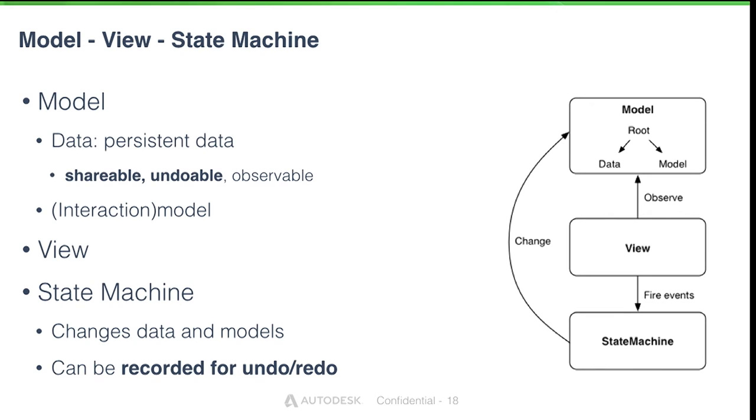Well, the model in our case is actually split up in two parts. We first have data. This is what you normally see as what you would consider your model. So it's the persistent data. In our case, everything that we put in the data is actually shareable and undoable. So if you have two editor instances, everything gets synchronized, so you can do collaborative editing, as I will show in a bit.